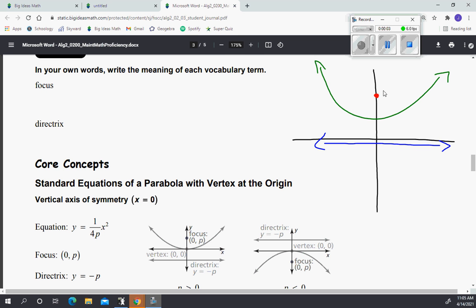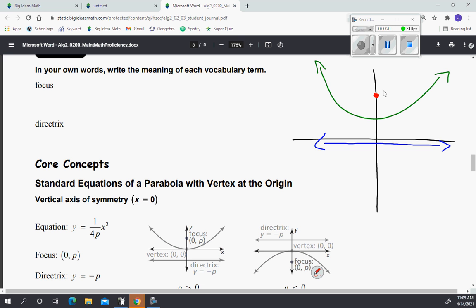All right, here's 2.3 part 2. We're going to be actually finding the focus and the directrix of some equations here. Starting off, what is the focus? The focus, again, is this red dot inside the parabola.